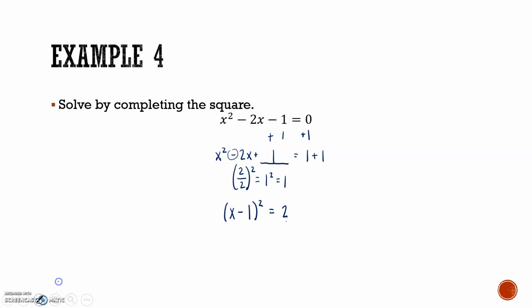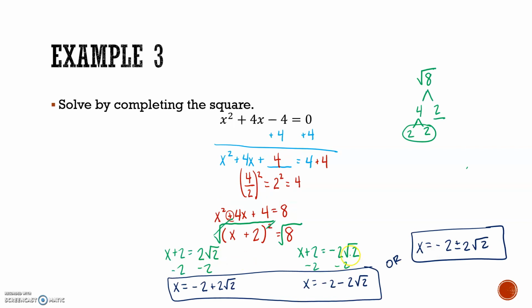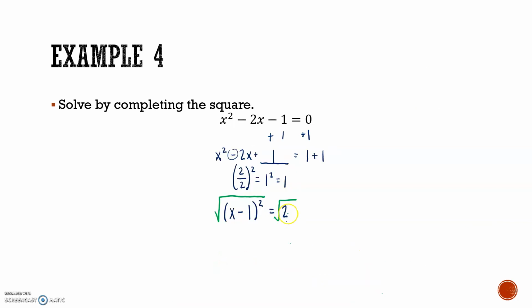Let's do that. Take the square root of both sides. On the last one I showed what happens if I write it twice. This one, because I know I can't simplify the square root of 2, I'm just going to leave it as radical 2, but with a plus or minus in front of it. Just because I want you to see 2 different ways to work these out. So I'm going to add 1 to both sides, and I get x equals 1 plus or minus radical 2.